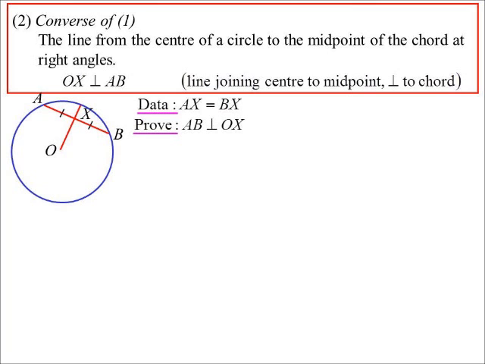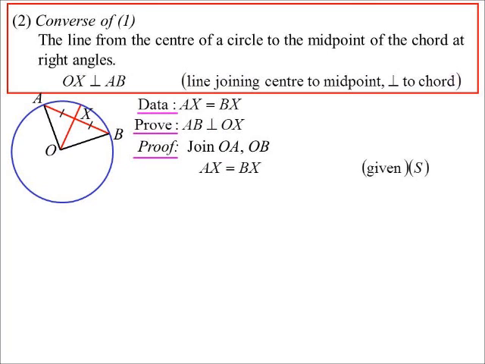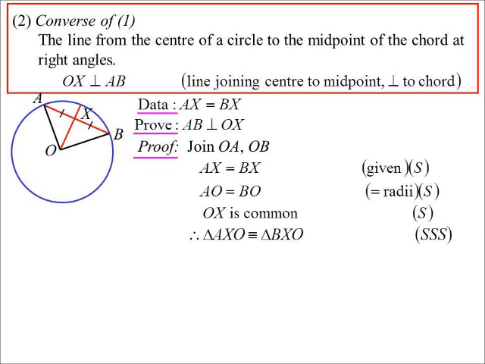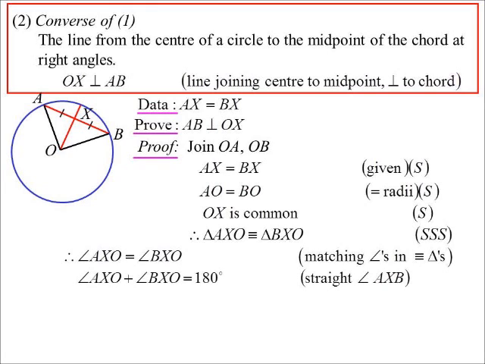Let me prove that one. Once again, I'll do it via congruent triangles. So I'll join the AO and the BO up again, but this time AX is equal to BX, that was given. AO and BO are equal radii. OX is common, so I've got side, side, side. So yes, they are congruent. Therefore, AXO must equal BXO, but they sit on a straight line. So if they're equal and they sit on a straight line, I know they add together to give 180, so they must each be 90 degrees. So they are perpendicular.